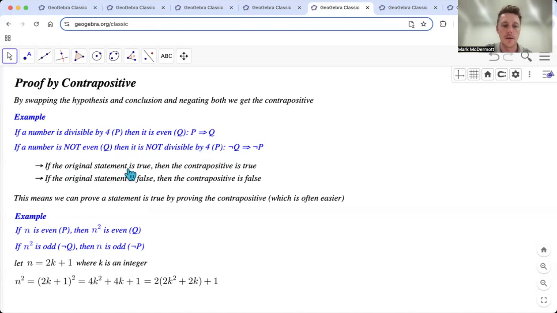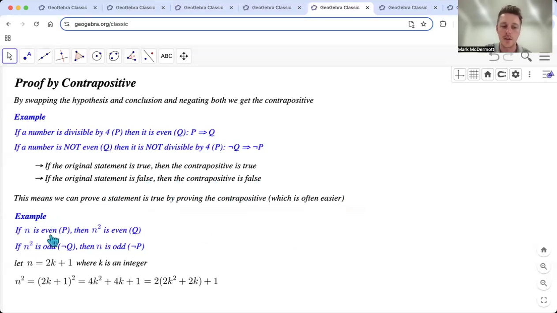So if the original statement is true, then the contrapositive is true. If the original statement is false, then the contrapositive is false. Okay, so this is helpful for this reason. This means that we can prove a statement is true by proving the contrapositive, which is often easier. So let's look at an example and it'll make more sense.